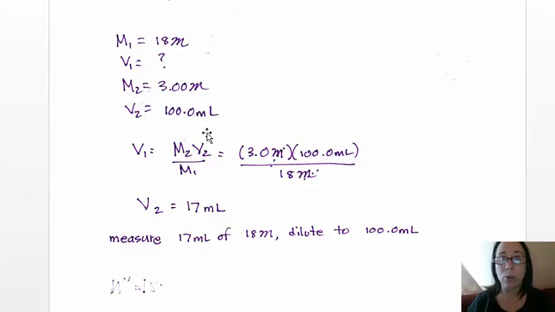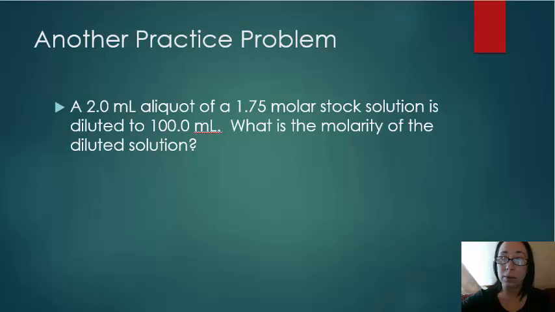So now that I've identified what I'm given and what I'm solving for, I know that this is the equation that I'm going to use. So I just plug in, and notice that my molarity units cancel out, and when I express my answer with correct sig figs, this only has 2, so my final answer is 17 milliliters. So what this means is I would measure 17 mL of my concentrated solution, and then add enough water until I got 100 milliliters. And at that point, I'll have a diluted solution with a molarity of 3 molar and whose volume is 100 milliliters.